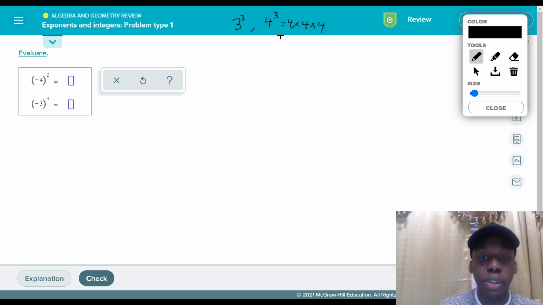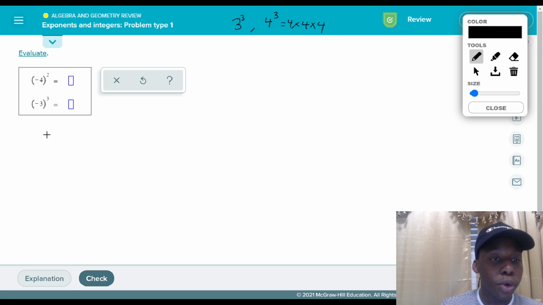Whenever you approach this kind of problem in exponents, just know that the power on top tells us how many times we have to multiply the number down here by itself. So let's get into these questions. Based on what I said up here, we're going to use that same approach in these questions.